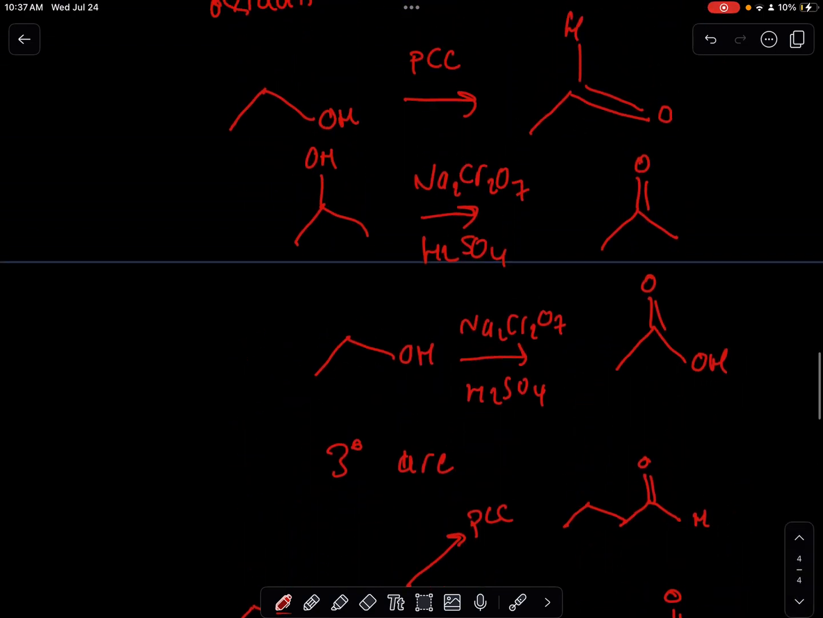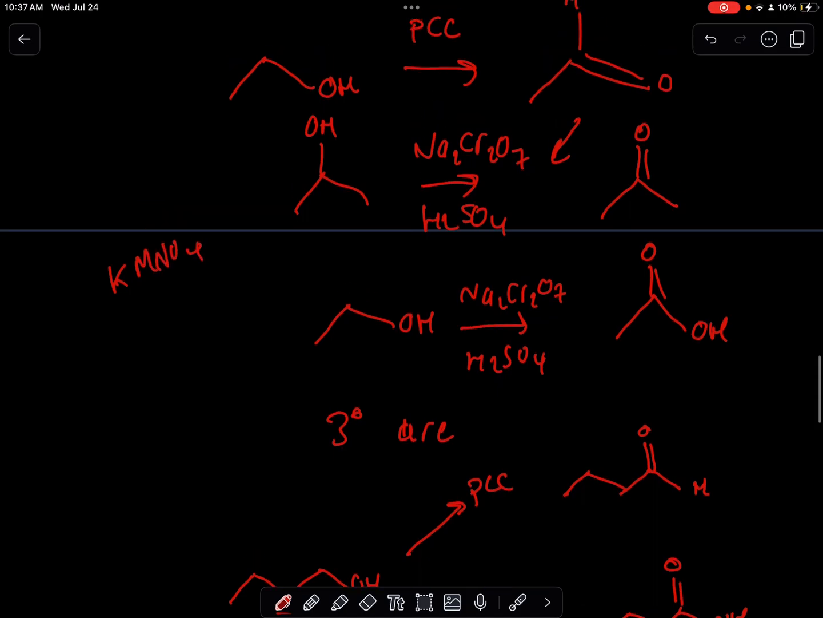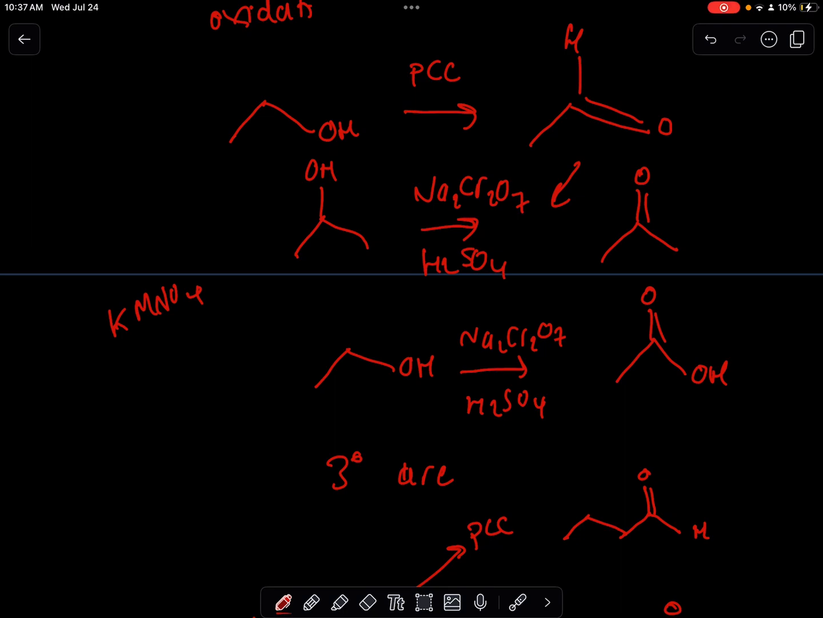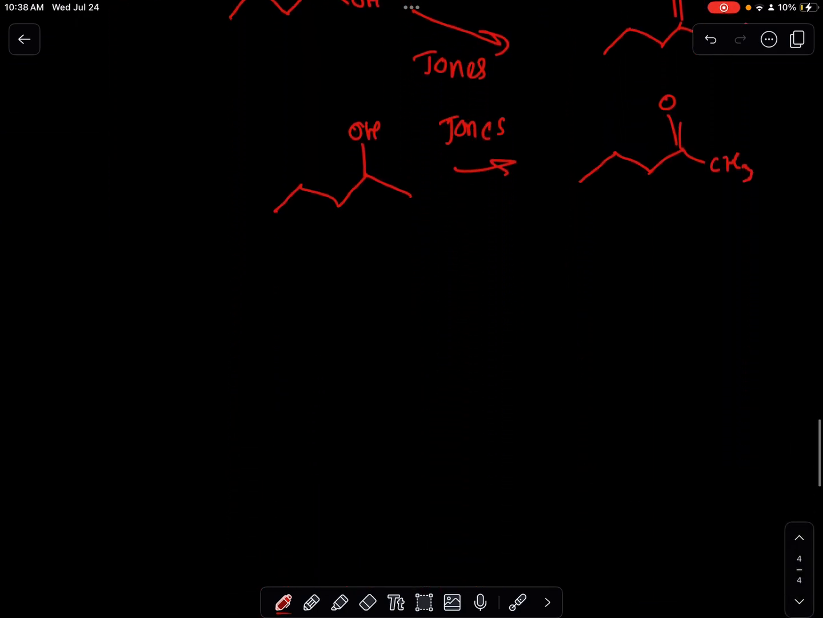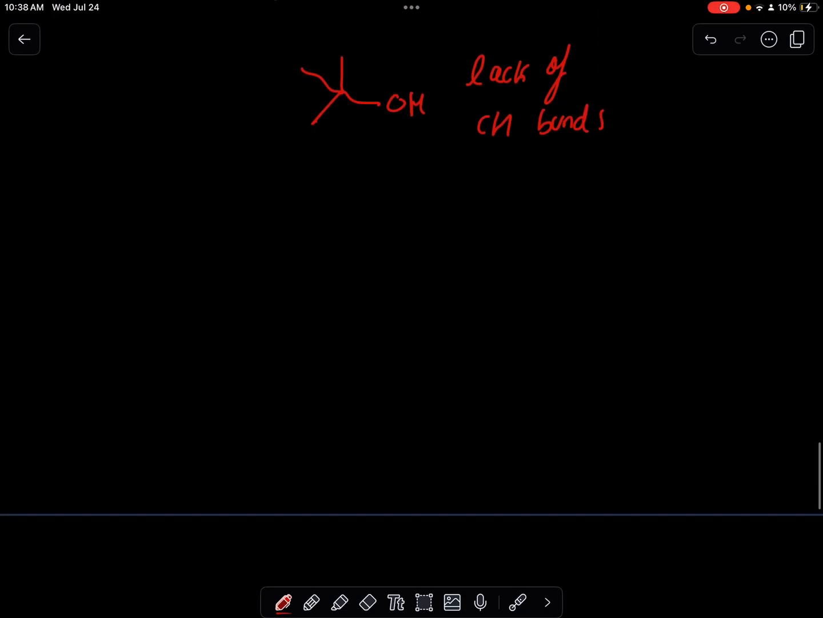Strong oxidizing agents include Jones and also KMnO4. PCC is a weaker reagent in terms of oxidizing than Jones. Now, for tertiary alcohols, we said that they don't really get oxidized. The reason is because there is a lack of carbon-hydrogen bonds. Without them, oxidation is not going to take place.